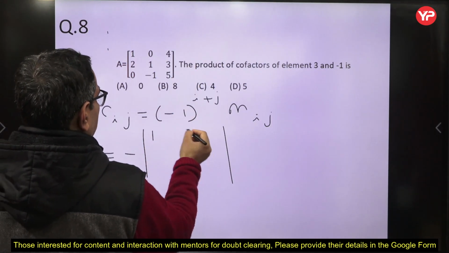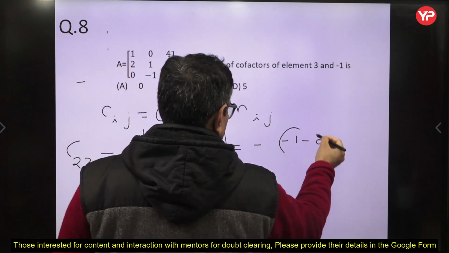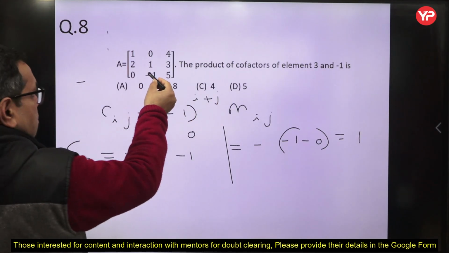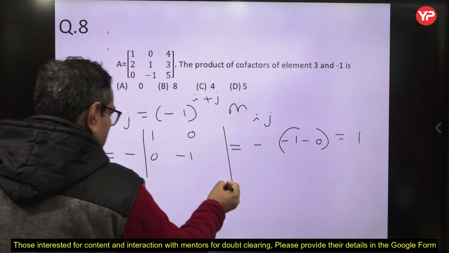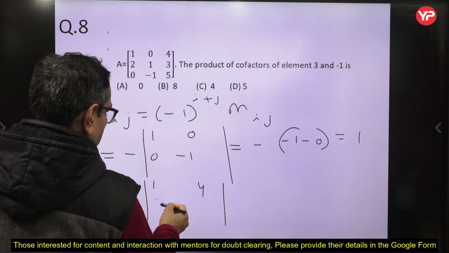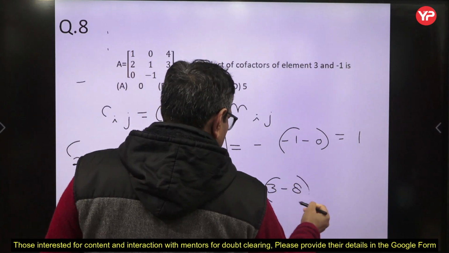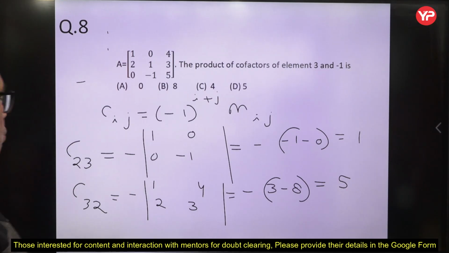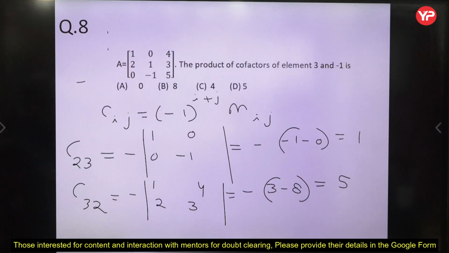So we are getting 1 0 0 minus 1, so it is minus of -1 minus 0, so it is 1, cofactor is 1, and another element is -1, so cofactor corresponding to -1 is what? C32 equal to minus sign again here, so we will hide this last row and second column, so it is 1 4 2 3 equal to minus outside 3 minus 8 equal to 5. So what is the product of the two cofactors? Product of the two cofactors is 1 multiplied by 5, so it is 5. So D will be the right answer here, okay.